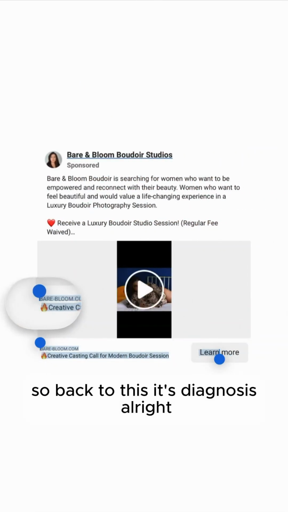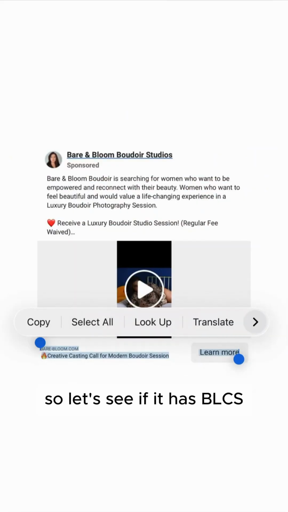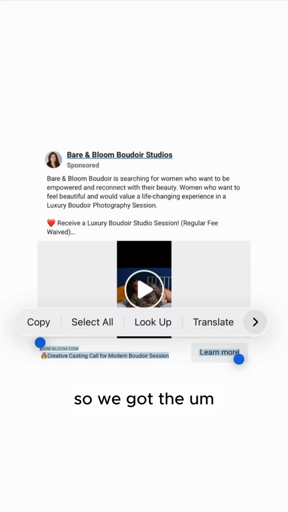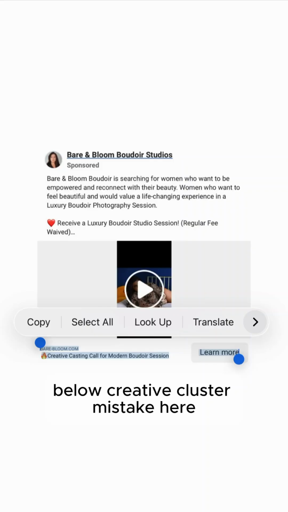Let's diagnose this. All right, so I'm going to see if we believe it has BLCS, aka Boudoir low click syndrome. So we got the below creative cluster mistake here.